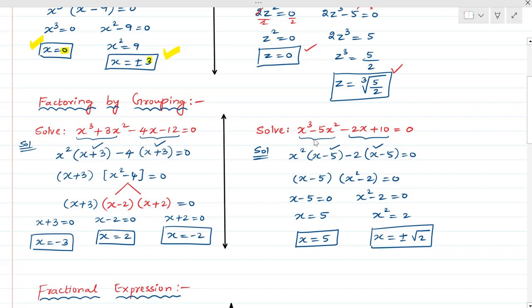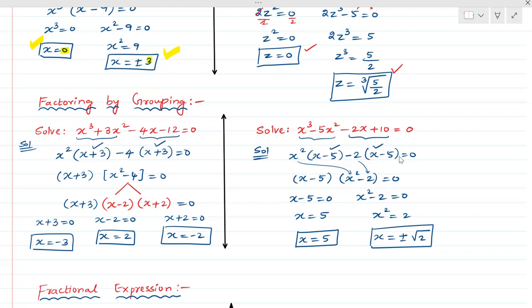X power 2 is common, x minus 5. Here I am taking minus 2 common, therefore you will get x minus 5, and therefore I am taking x minus 5 as a common factor. The remaining term you will have x square and minus 2. Now we cannot separate this one. This is not a perfect square, leave it as it is. As we had a perfect square earlier, that's why we applied the a square minus b square formula. But here it is not a perfect square, leave it.